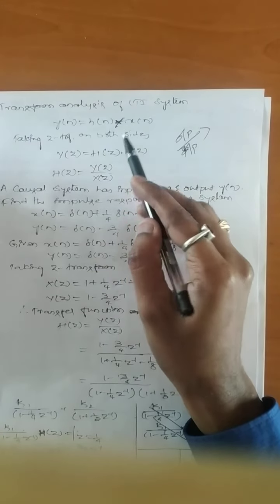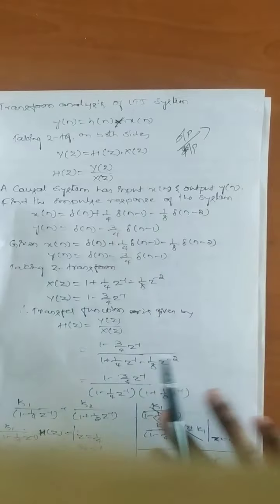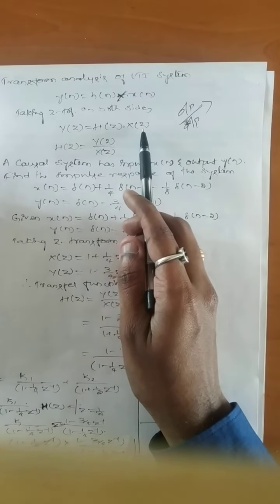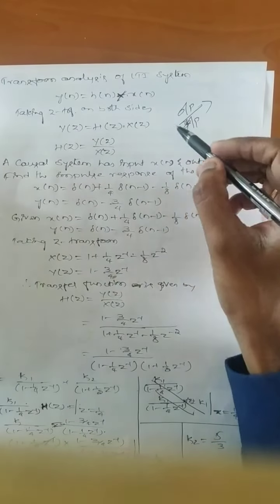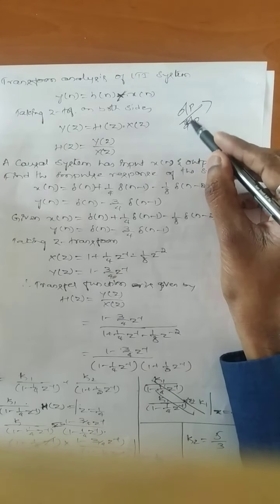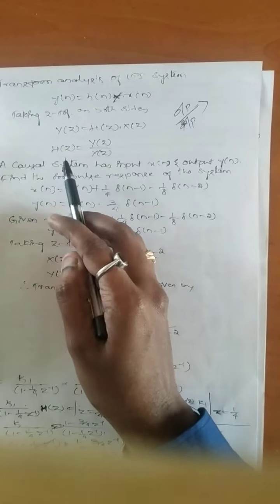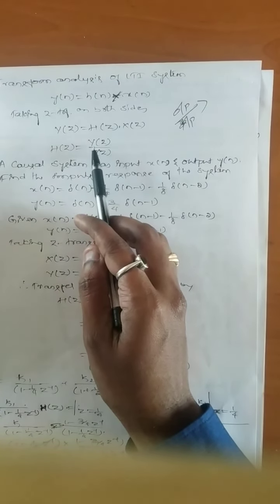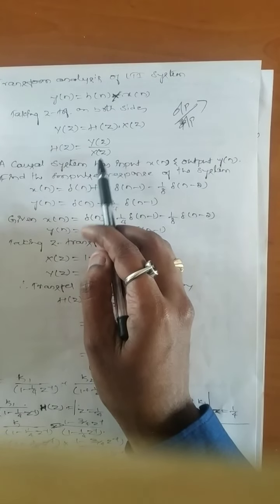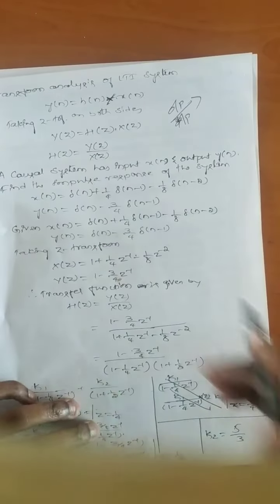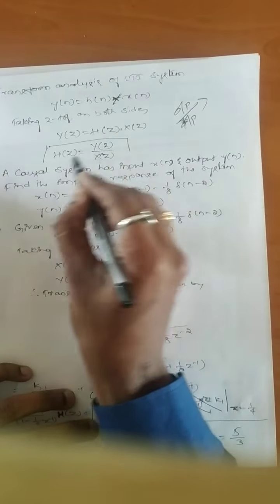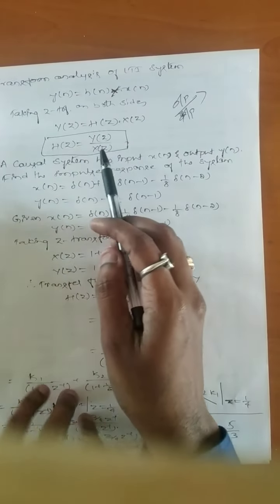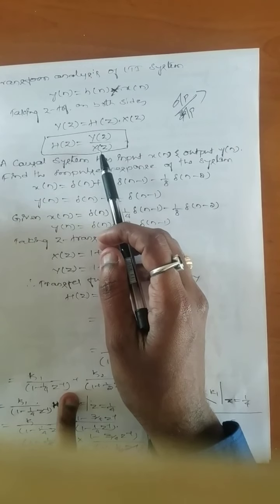That is, Y of z is equal to H of z dot X of z. So what I said about the transfer function is nothing but output by input. Here the output is Y of z, and the input is X of z. So to find the impulse function related to the transform analysis, H of z is equal to Y of z divided by X of z.